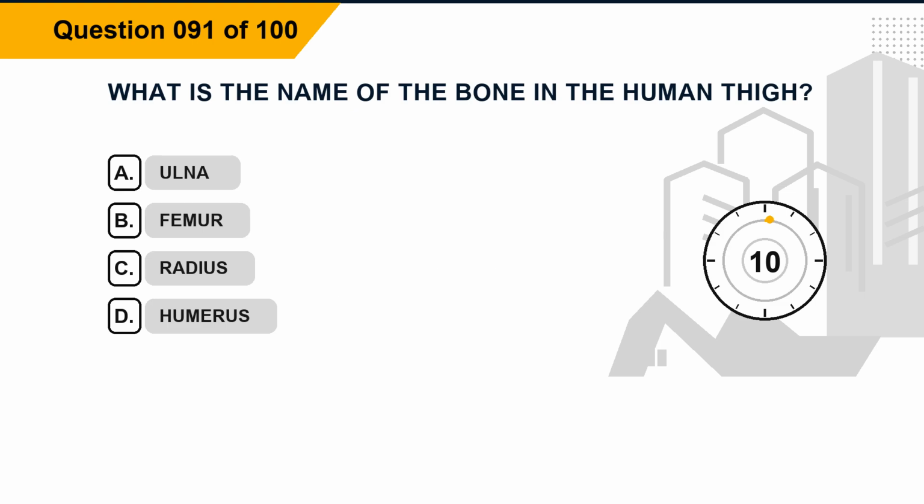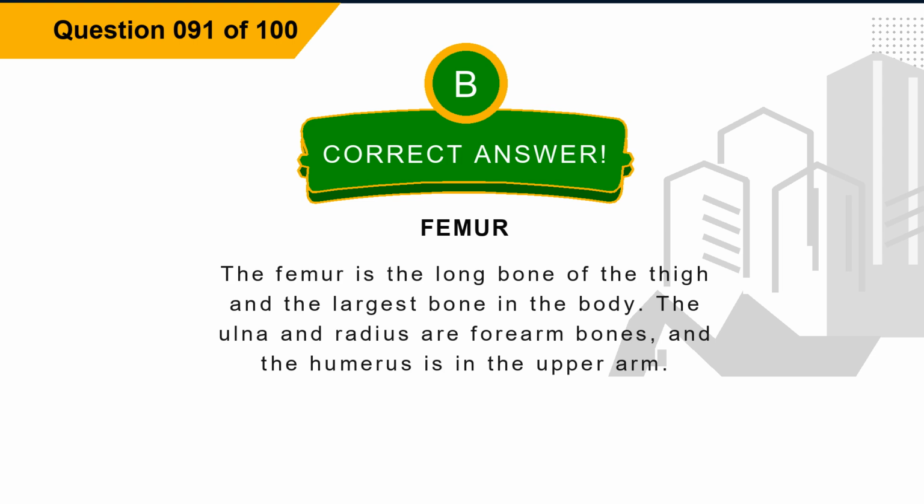Question 91. What is the name of the bone in the human thigh? Option A, ulna. Option B, femur. Option C, radius. Option D, humerus. The correct answer is option B, femur. Explanation: the femur is the long bone of the thigh and the largest bone in the body. The ulna and radius are forearm bones, and the humerus is in the upper arm.